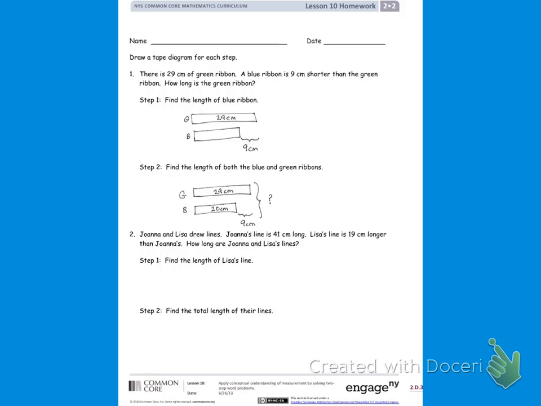Number 1 says there is 29 centimeters of green ribbon. A blue ribbon is 9 centimeters shorter than the green ribbon. How long is the green ribbon?